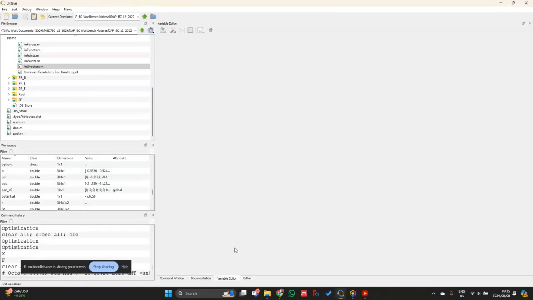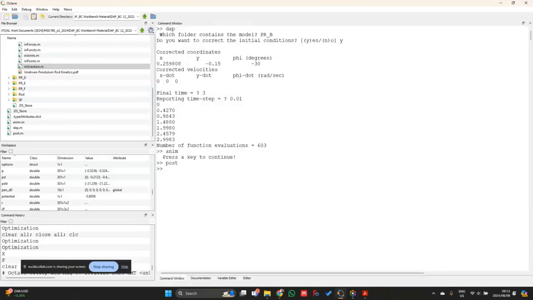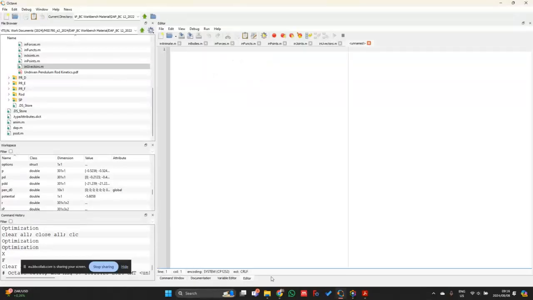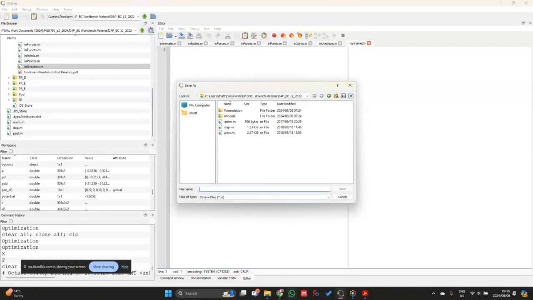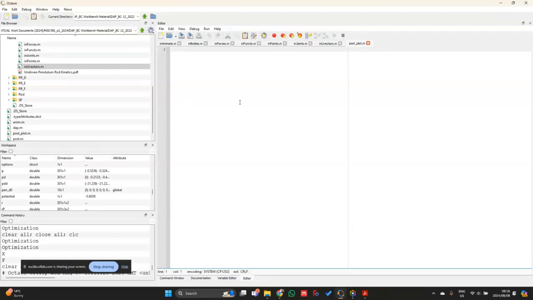Okay, so now I can go and plot some of these values. So let's perhaps create a new script. So what I'm just going to do in the command window is type edit, and then I can hit enter. So then it will open up a new script over here that I can go and save. So let's maybe save this one, and I'm just going to call it post_plot.m, and then I can hit save.